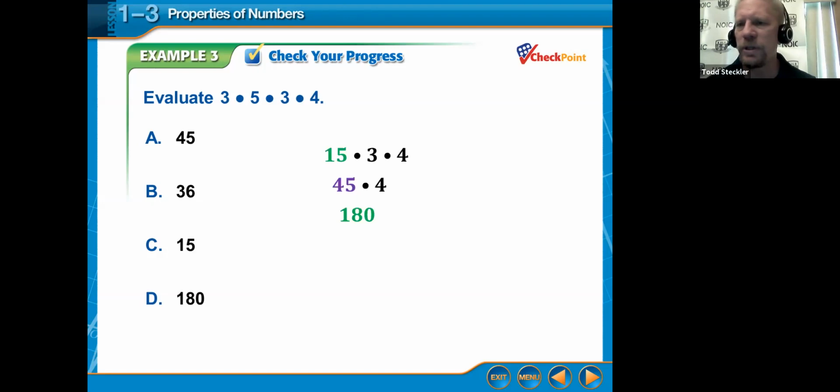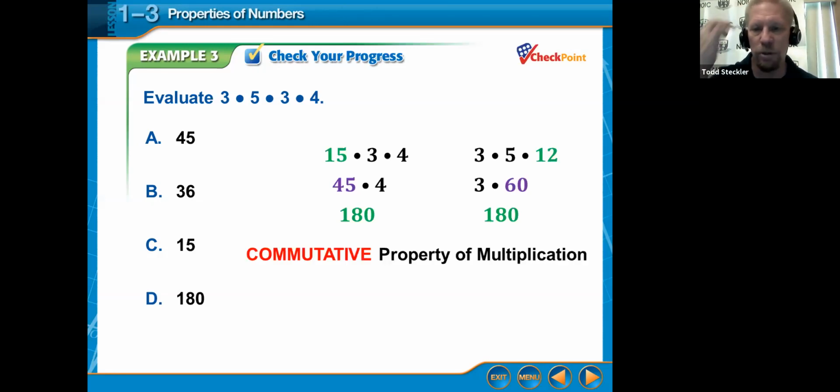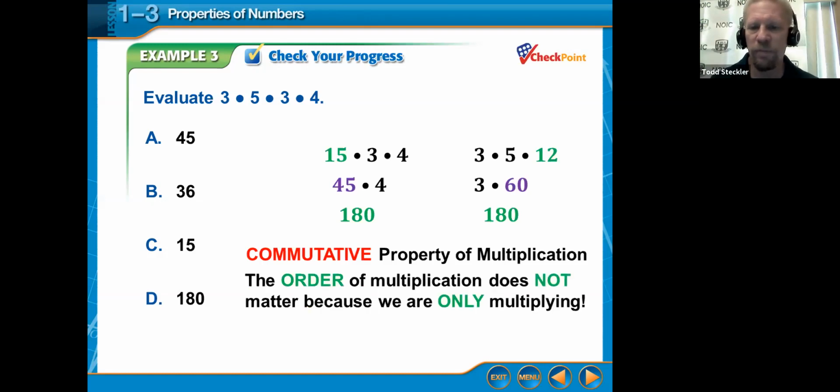Now, what happens since we're multiplying if we choose to do from right to left? So 3 times 4 is 12. And then if we take 5 times 12, that's 60. And then 3 times 60 is 180. We get the same result. And that happens because of the commutative property of multiplication. The order of multiplication does not matter because we are only multiplying.